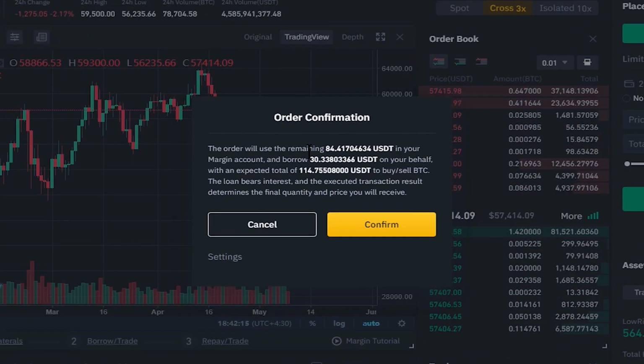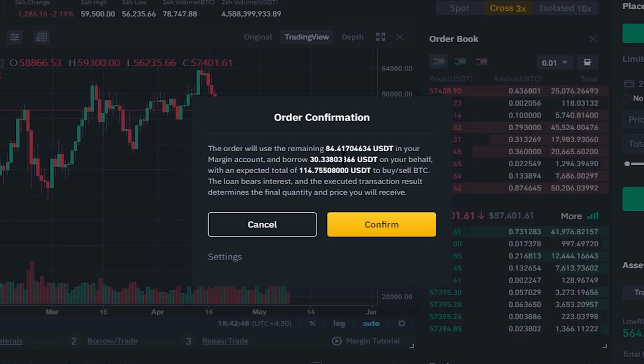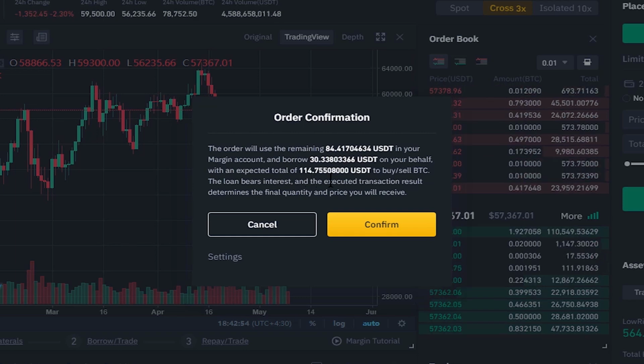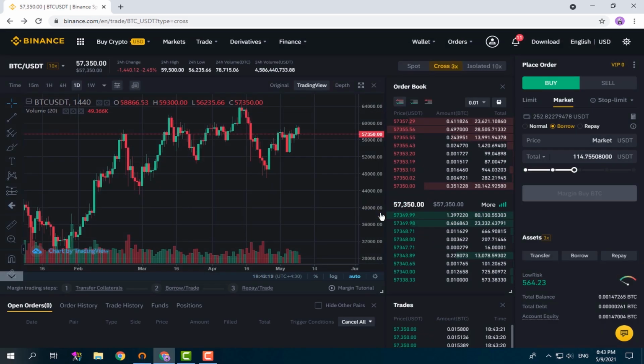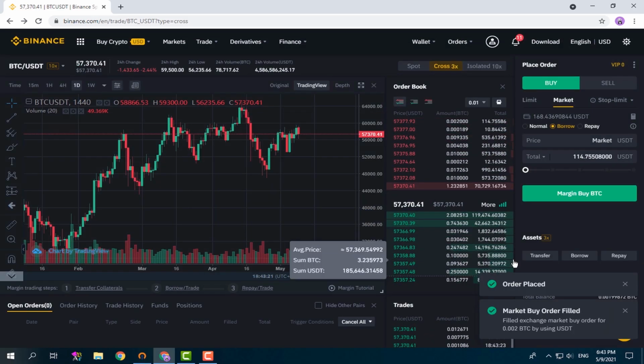It says that this order is going to use our initial fund 84 USDT and it will borrow 30 USDT on our behalf for buying 0.002 BTC, which totally costs 114 USDT. It also reminds us that this loan has interest. We click on confirm and the order is placed successfully.